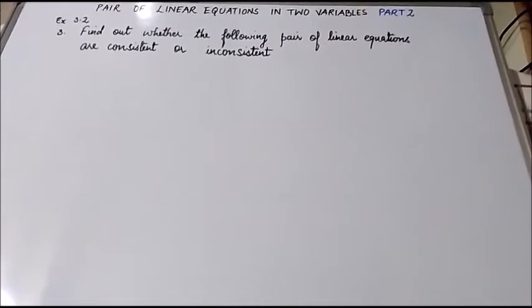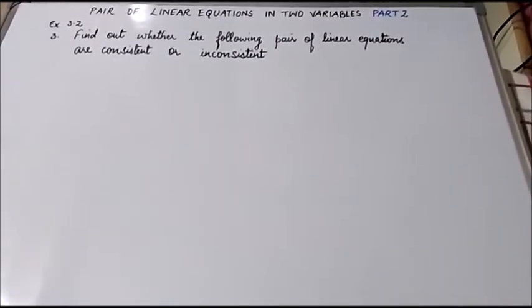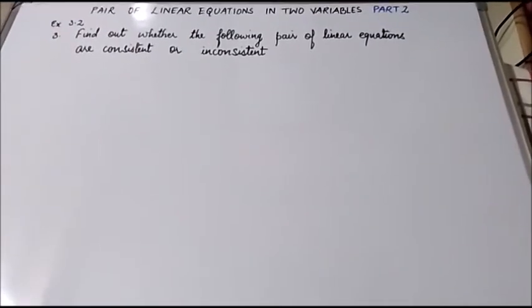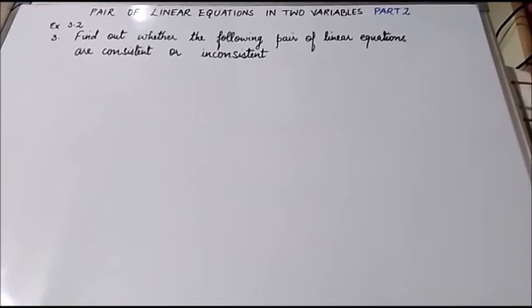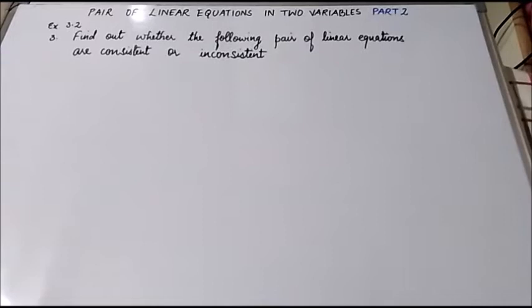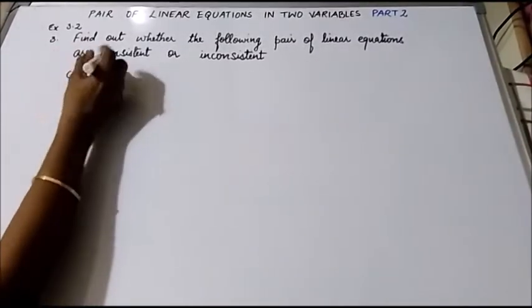Let us do the third question. On comparing the ratios A1 by A2, B1 by B2 and C1 by C2, find out whether the following pair of linear equations are consistent or inconsistent. If the following pair of linear equations has a solution, we call it consistent. And if it has no solution, it is called inconsistent. Let us take the first question in this.